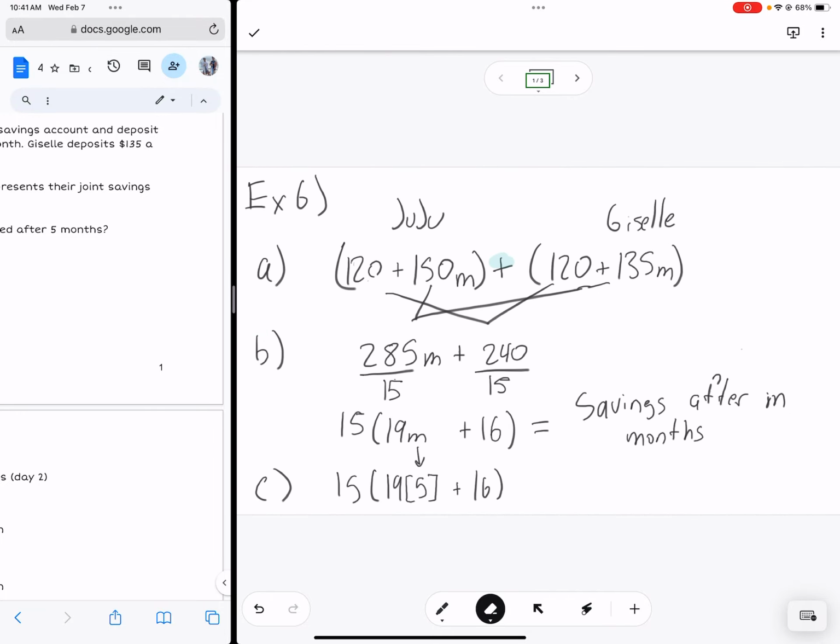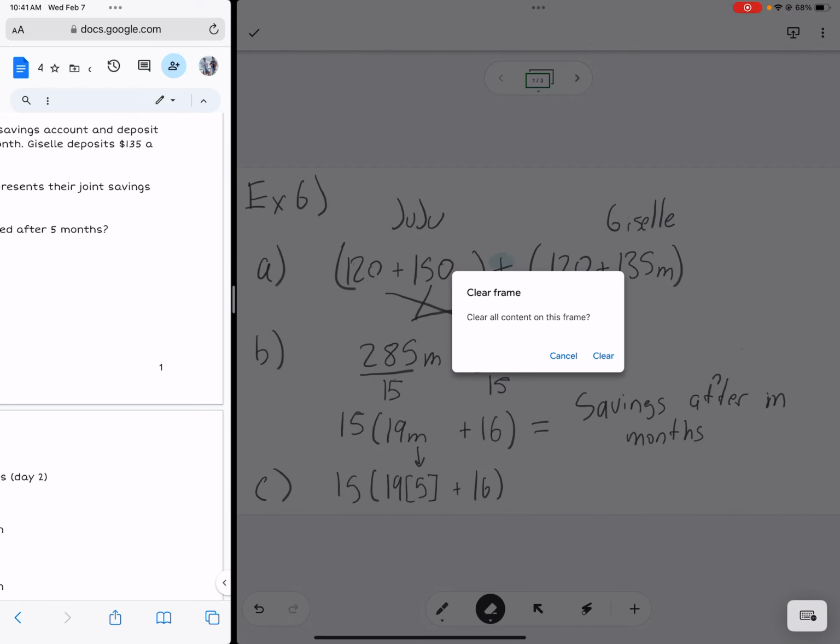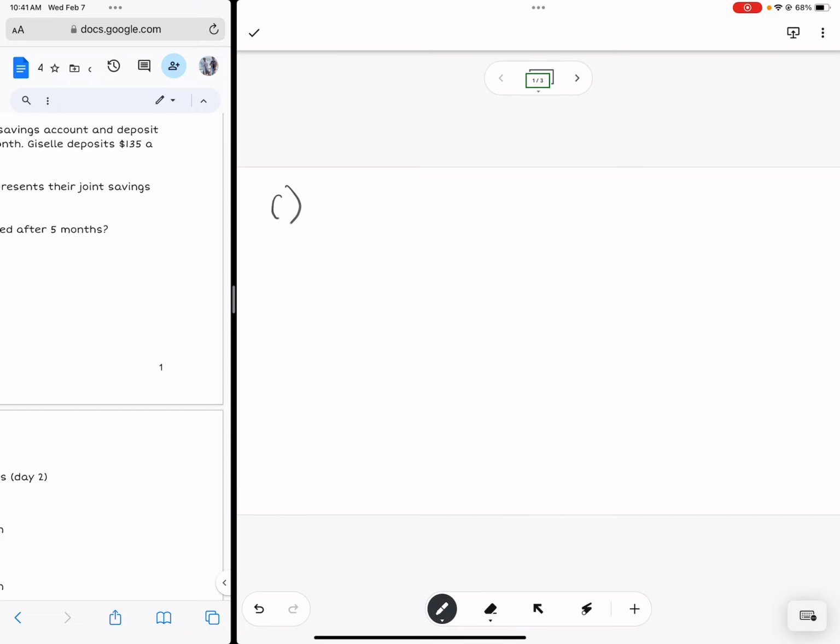So I'm going to clear the board for everything. I'm going to rewrite C. Okay. So letter C, we have 15 on the outside, 19, and then we're going to multiply by 5. And technically the brackets are wrong, but whatever. Plus 16. It's supposed to be brackets on the outside, parentheses on the inside. Now we just follow PEMDAS, which is we have to do what's on the inside of the parentheses first. So let's do what's on the inside first. What is 19 times 5? 95. So it's going to be 95.